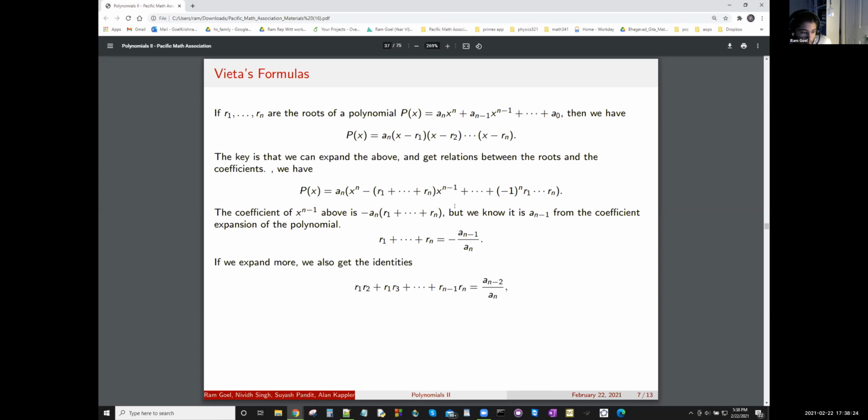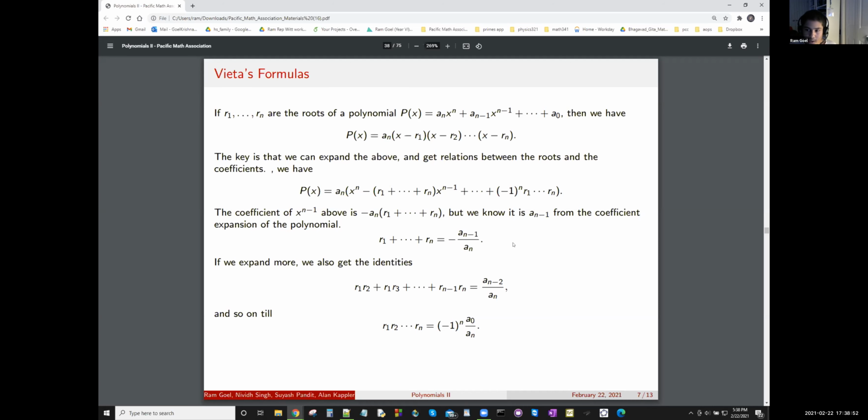And similarly, if you expand the x to the n minus 2 term, you're going to get another relation, which is between the product of any two r i's when you sum that up. Then it's going to be a sub n minus 2 over a sub n. I'm not going to go through exact details, but if this method makes sense, then you might believe this. And so on till the product of the roots is r1, r2, all the way till rn. And then we're going to have a negative 1 to the n times the a0 over an.